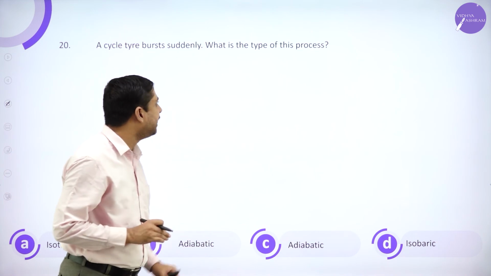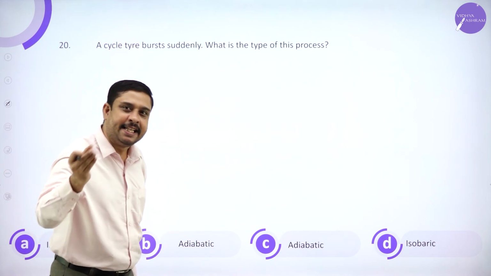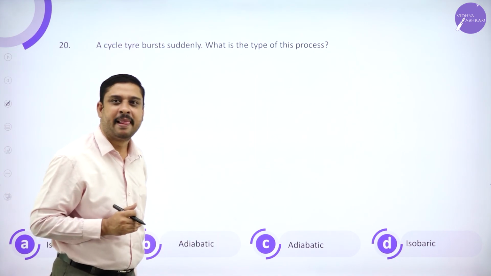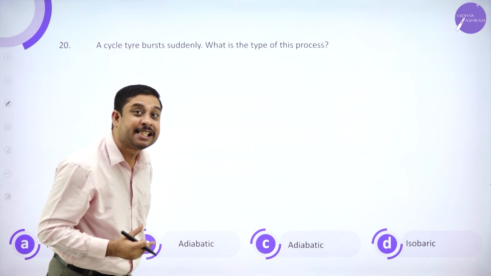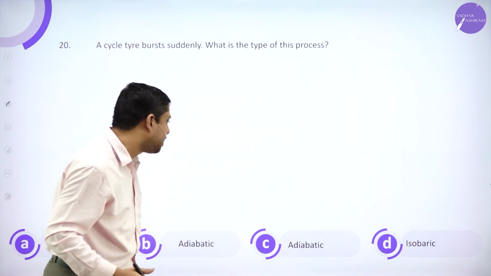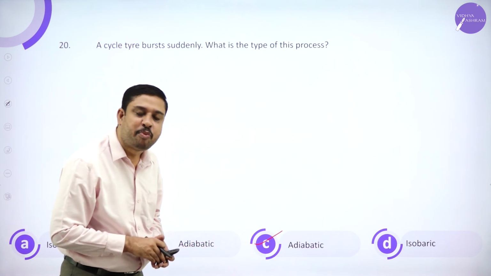A tire bursts suddenly. What type of process? Heat neither comes into the system. Heat is not going out of the system. There is a sudden burst. Temperature changes. Yes, it is an adiabatic process.